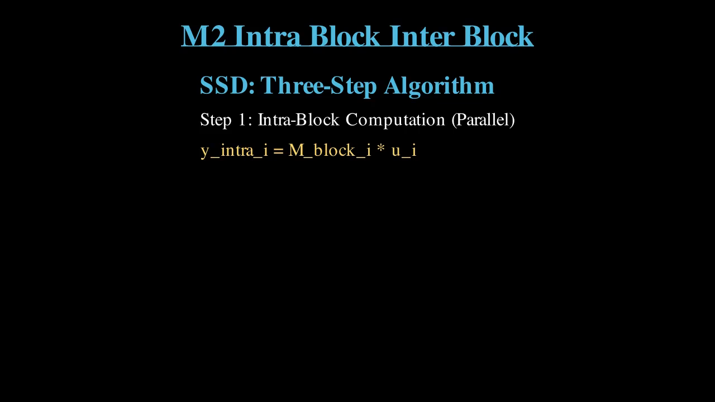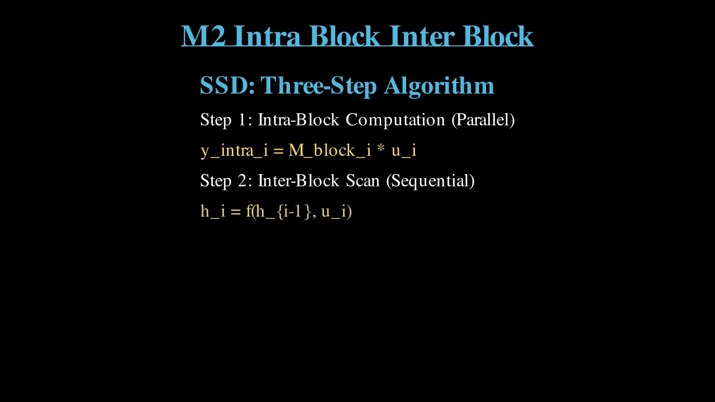Step 2 is the inter-block scan. This part is sequential. We take the final state from block 1 and use it to start computation for block 2, and so on. This is a very small, cheap recurrence, just passing a state vector from one block to the next. The final step is combination.